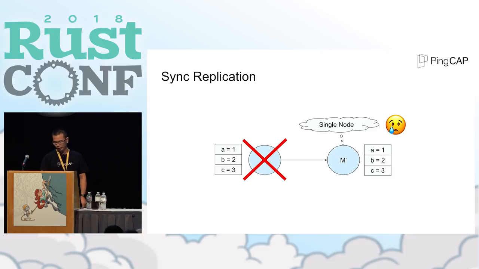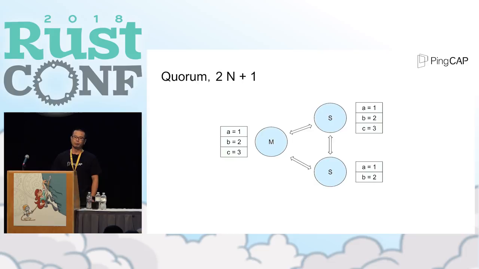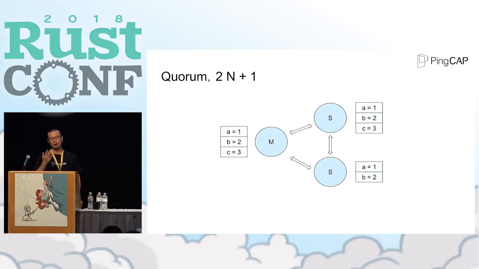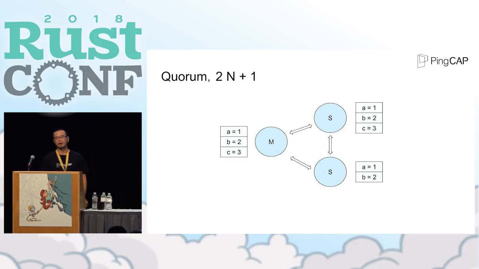So how can we solve this problem? Mostly, we can't use only two nodes. We need multiple nodes. If we want the service to be highly available, we still need three nodes, maybe a quorum.